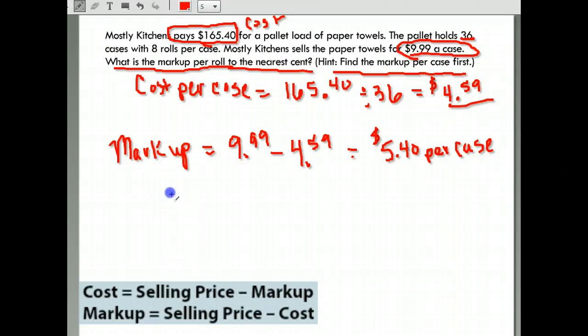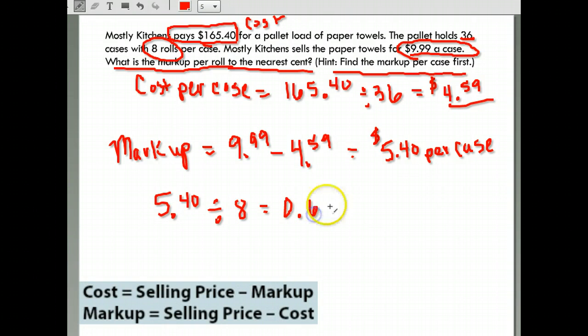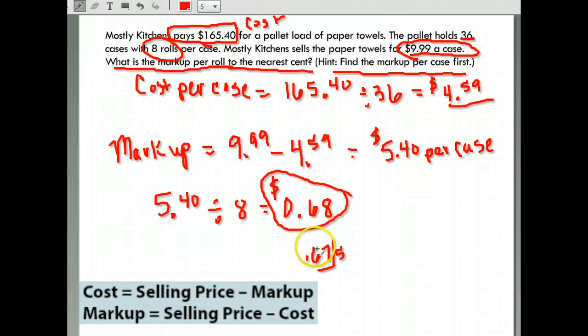So we need to know it's $5.40 for a case, but there are 8 rolls in each case. So if we divide that evenly by 8, that will tell us how much each roll is being marked up. And when you divide, you get 0.675, which we would round up to 68. Because remember, this is money. It wanted rounded to the nearest cent. So 68 cents. Again, you would have got 0.675, but we know to round cents to just 2 decimal places.